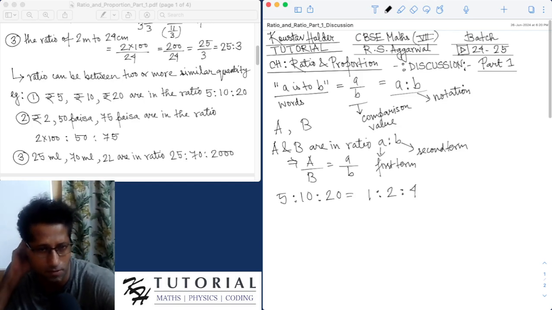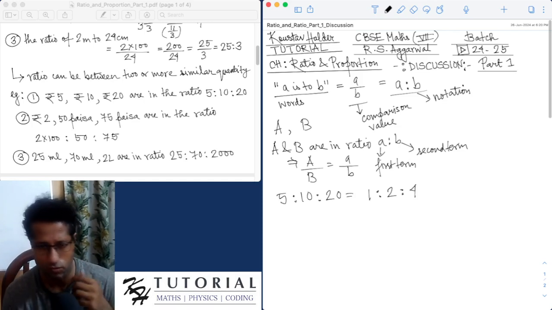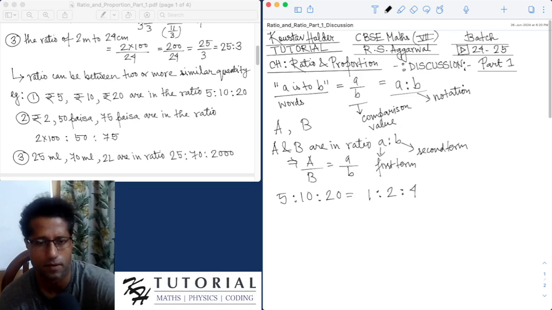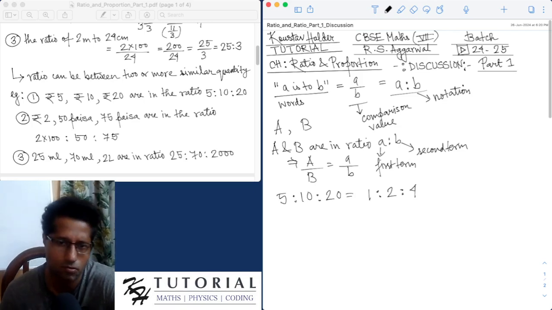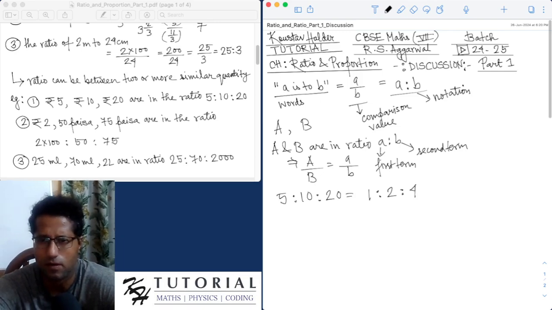Similarly, you can see example 3: 25 ml, 75 ml and 2 liters are in the ratio 25:75:2000. Why 2000? Because we have to convert the 2 liter quantity into ml, and we know that 1 liter is 1000 ml, so 2 liters is 2000 ml. Okay, so now we have understood what a ratio between quantities is.